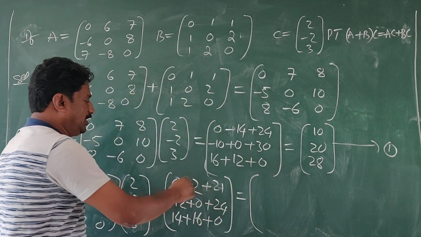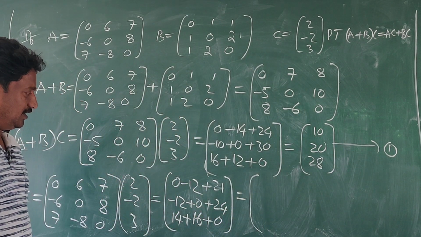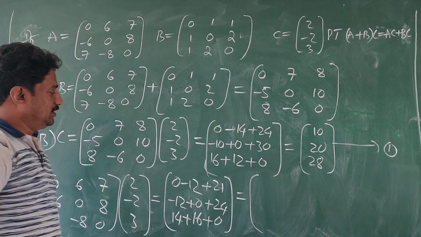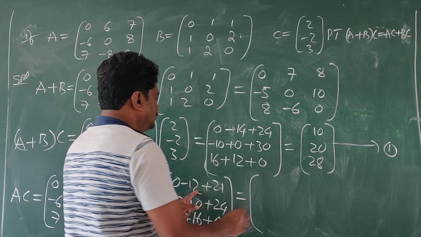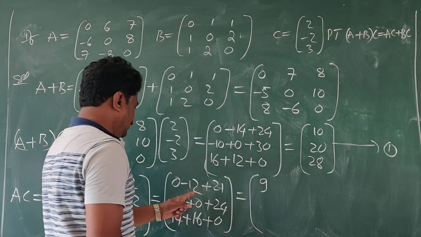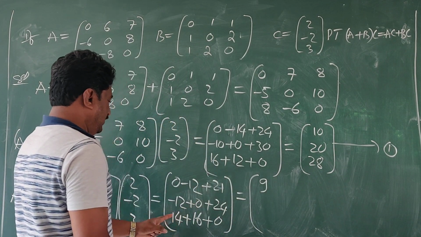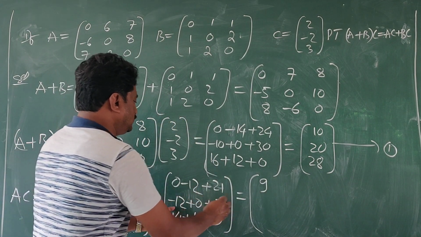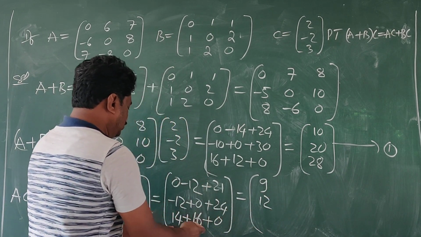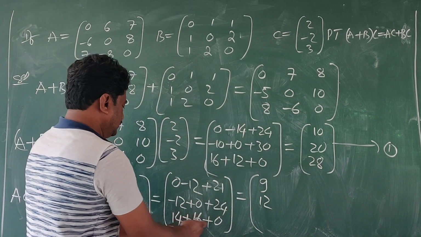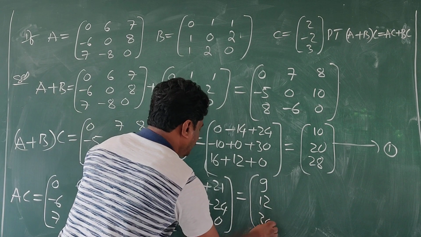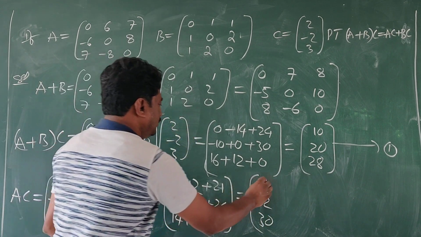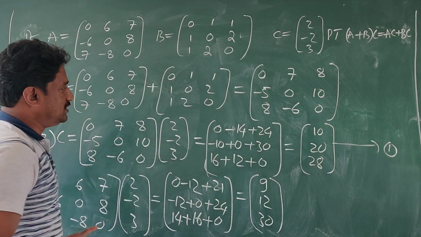Simplify this. 21 minus 12. How much is 21 minus 12? It is 9. 9 plus 9. 24 minus 12, 12. 16 plus 14, 30. We got AC.